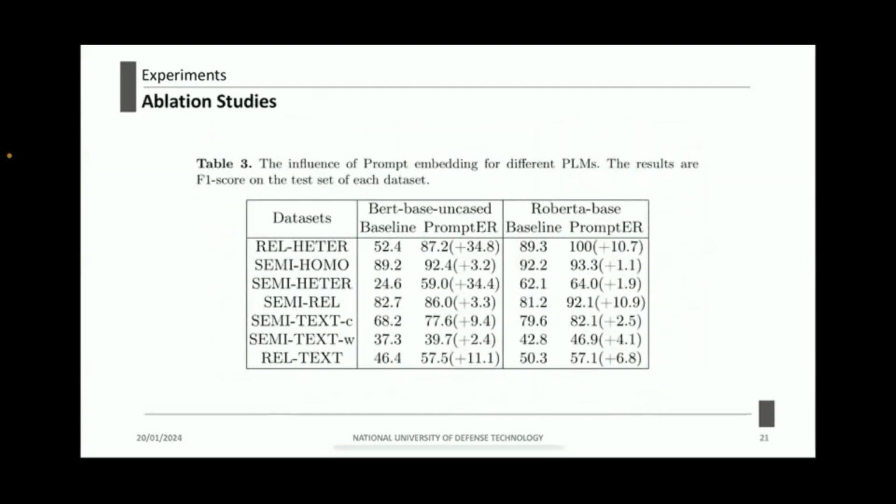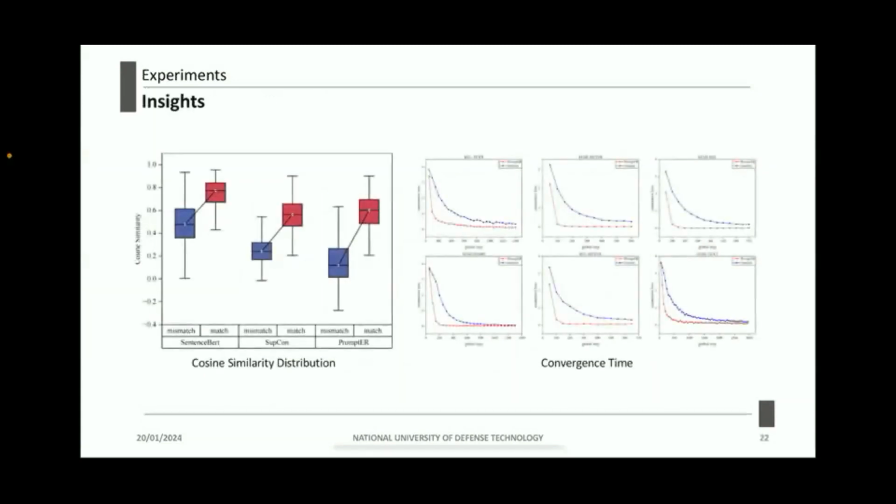The following part is ablation studies. We use BERT and RoBERTa as backbone. It can be observed that the proposed method significantly improves the performance of both BERT-based and RoBERTa-based methods. To further investigate the influence of prompt embedding on record representation, we plot the cosine similarity distribution of record embeddings for SentenceBERT, SupCon, and PromptER. The result demonstrates that prompt embedding is better for distinguishing between matching and mismatching records, resulting in better performance in entity matching and entity blocking tasks.